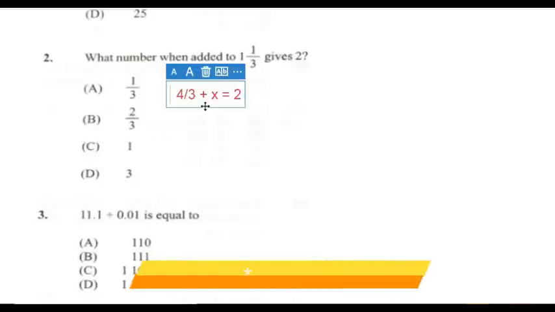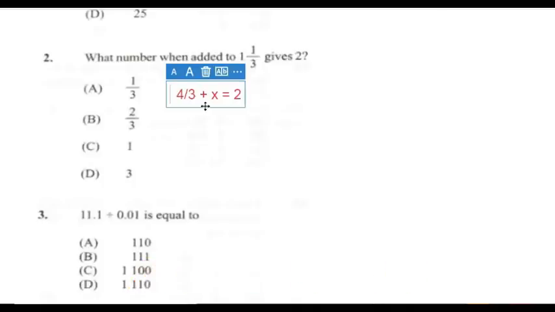Number two, what number when added to 1 and 1 over 3 gives 2? And we've done this question before, so it's as simple as solving for x. If you change the 1 and 1 over 3 into an improper fraction, you'll get 3 ones 3 plus 1, 4 over 3, plus x, which is what we're trying to find, equal to 2. So what we can do is multiply this entire equation by 3 to cancel the 3 that is at the denominator, and then solve for x.